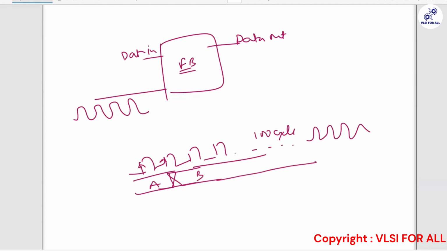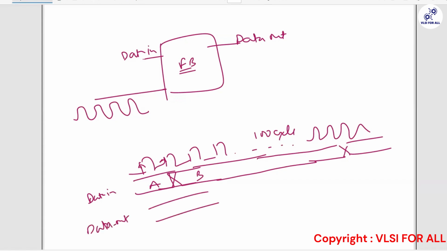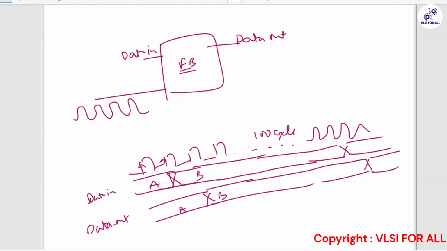Now after 100 cycles, the data B remains the same, and it toggles again after some 100 cycles. So between these is my data in. Data out will remain the same after this clock. Let's say this functional block consumes 2 cycles, so my data out will be somewhere here, A, B, and it will remain the same here. Now you know, for this many cycles, the data input is not changing.